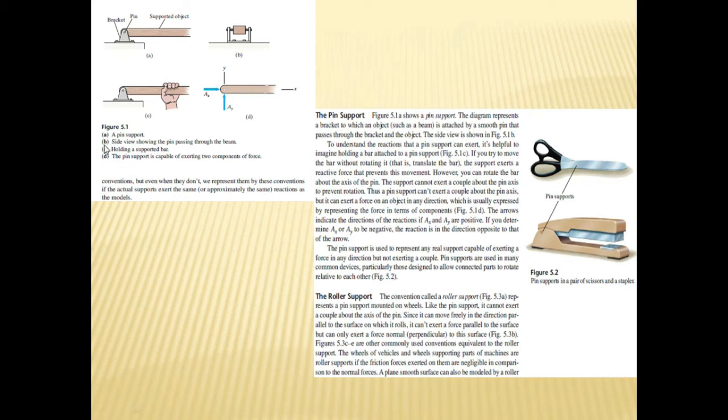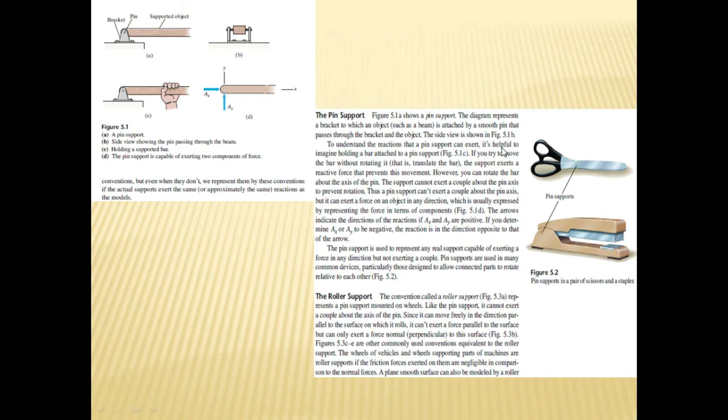So you have already understood this is a pin support. This is the most important support we will see. This figure shows you a pin support. The diagram represents a bracket to which an object is attached by smooth pins. The reactions that these pin supports can exert are helpful in holding the bar attached to the pin support. So what he is saying is that over here, if there is no pin, then this bar will not be supported.